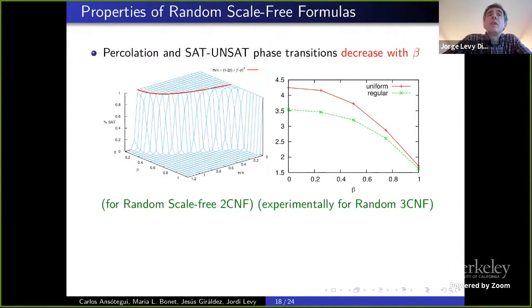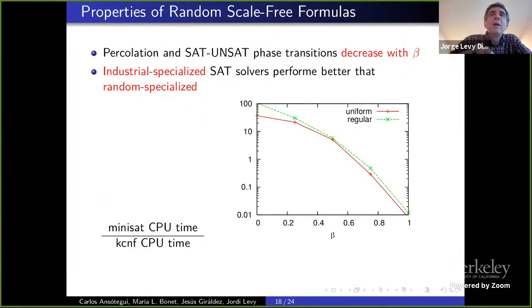Analyzing the formulas that you get using this random generation method, you observe that in general, the percolation and the SAT-UNSAT phase transition decrease with beta. It can even be zero in the case of 3-SAT, for instance, when beta is equal to 1/2. I think that Ralph will probably talk about this model for the phase transition analysis.